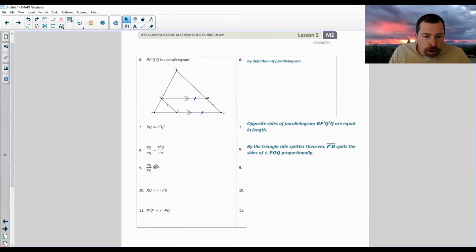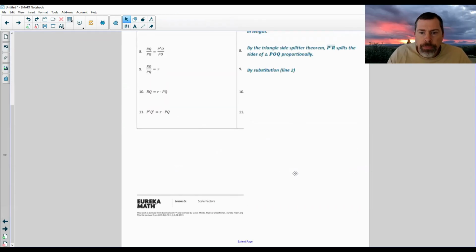Okay, so now we have RQ over PQ. Where's RQ? RQ over PQ. So it's this piece here. RQ is to PQ equals our proportional, our ratio, our scale factor. Okay, reason? By substitution, line 2.